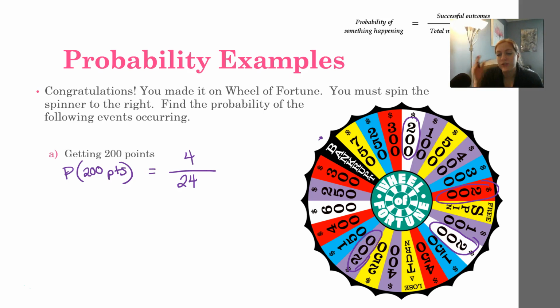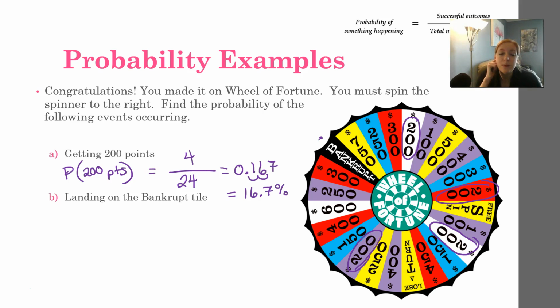And I would encourage you to check that again, just to make sure. And then we can go ahead and divide these. 4 divided by 24 is 0.166. The 6 rounds it up to 7. And then again, just move that decimal 2 spots to the right to get 16.7%.